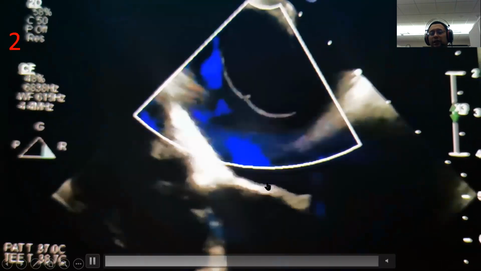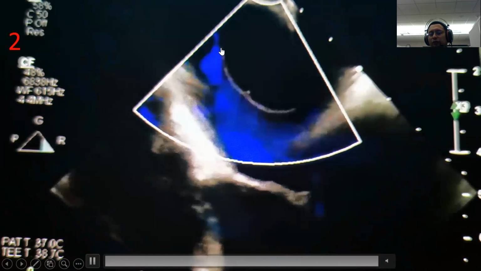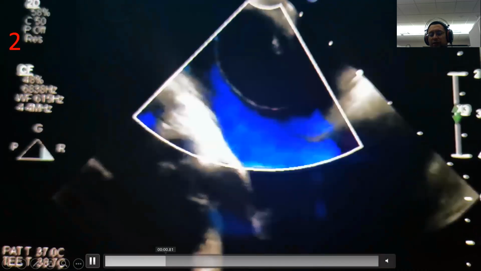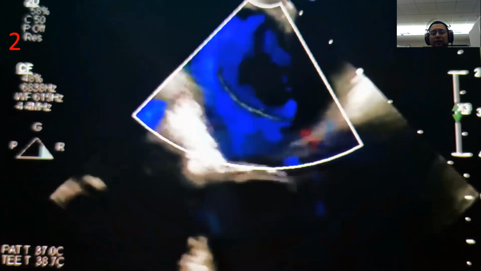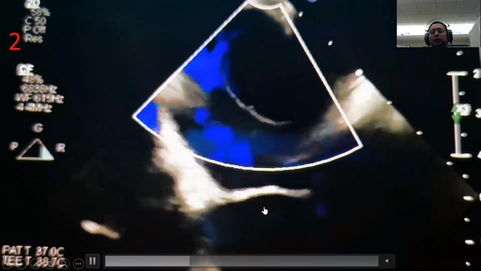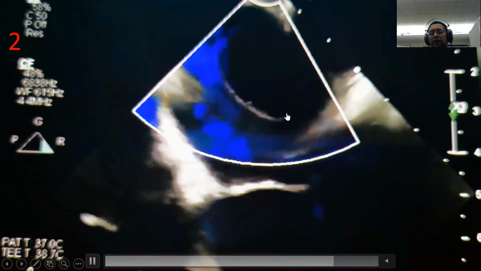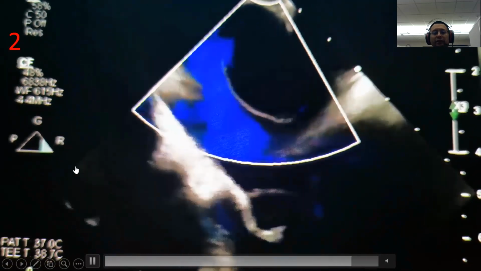Okay, so this is the color flow, and the color flow actually goes across around the mass. So this proves that this is possibly not an artifact. Okay, can you see the color flow there? Yeah. All right. Is it cor triatriatum sinister? It's possible. So that is another good differential diagnosis, cor triatriatum sinister, which is a membrane in the left atrium. Okay. All right.